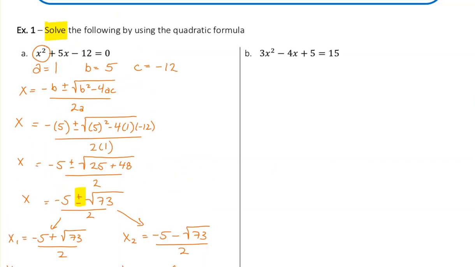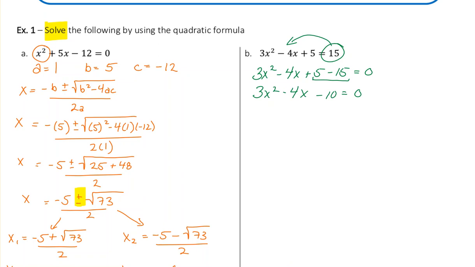Okay, let's go on to the second example, which is just slightly different than the first one. Not everything is arranged properly here. We need to bring everything to one side of the equal sign and set our equation equal to 0. That means that this 15 needs to be brought over. So this is going to become 3x squared minus 4x plus 5 minus 15 equals 0. And we can collect our two like terms here, which leaves us with negative 10. And now we have our quadratic equation simplified in standard form.